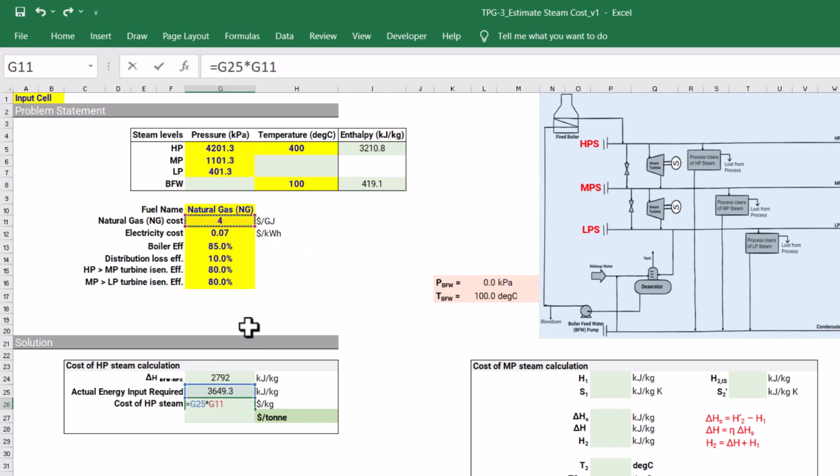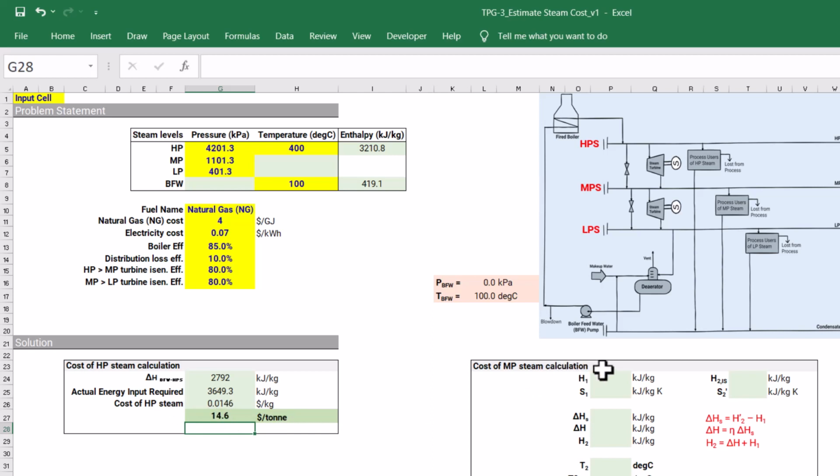is this much dollars per gigajoule, but we have information in kilojoules. So I'm just dividing this whole number with million. So this is dollars per kg. Typically the steam price is given in dollars per ton. So I'm just multiplying this value by 1000. So $14.6 per ton of high pressure steam. So this is the cost of high pressure steam.